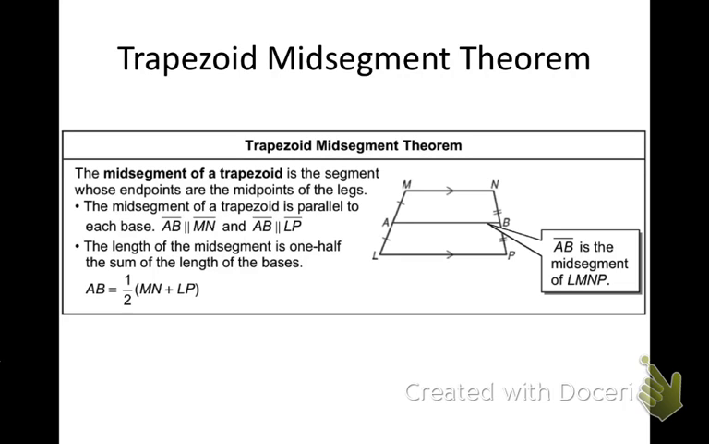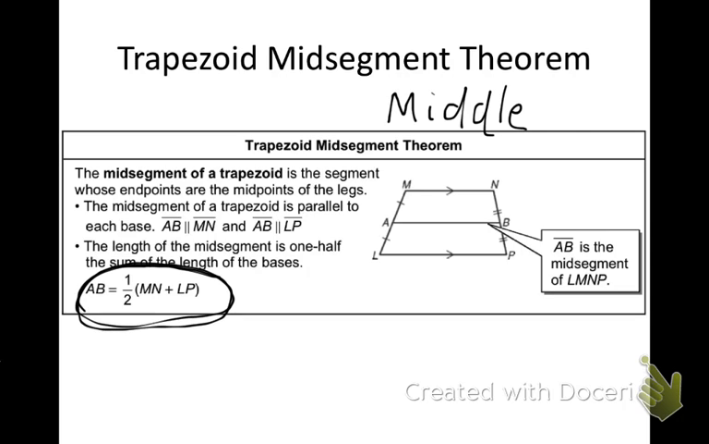The midsegment of a trapezoid is a segment whose endpoints are the midpoints of the legs. When you think of midsegment, what do you think of? You think of the middle. If I were to give you two numbers, and I said, hey, find the middle of these two numbers, what would you do? Add them up and divide by 2.